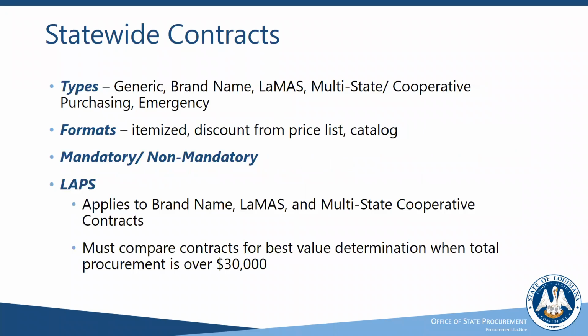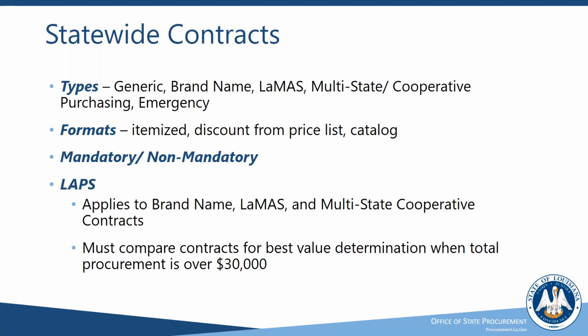There are a number of different types of statewide contracts. So first of all, we've got generic or standard contracts, which are bid out by our office just like a regular bid. We have the specifications. They're usually for products, and they will usually have a brand and model with an "or equal" to be bid, meaning that we'll accept alternate products that meet the specifications.